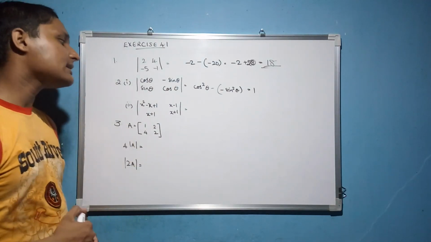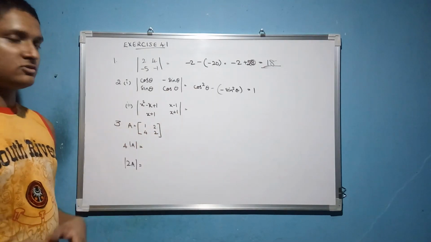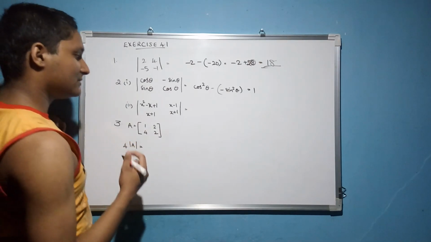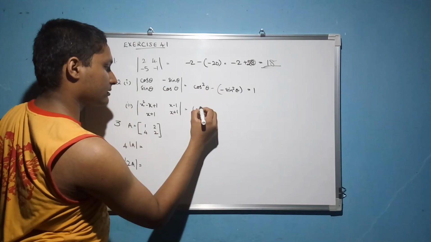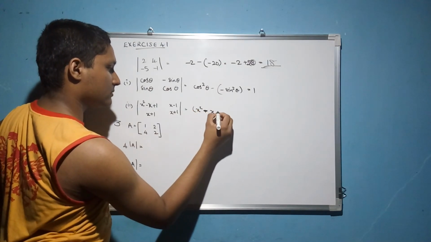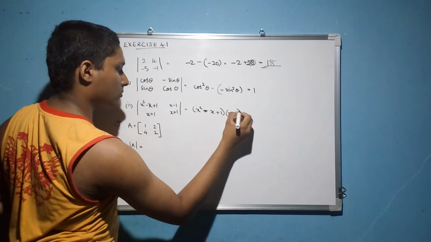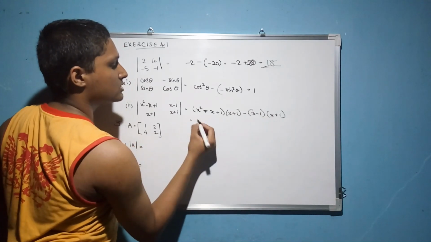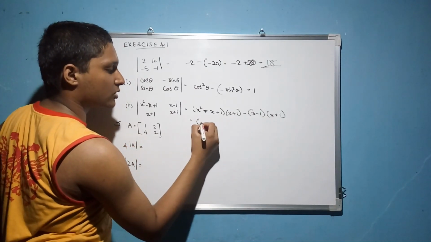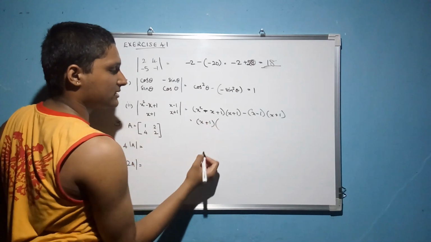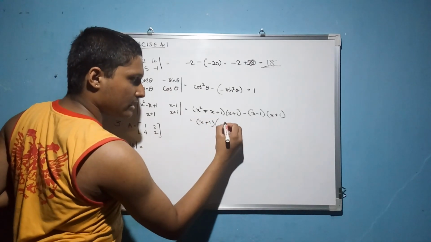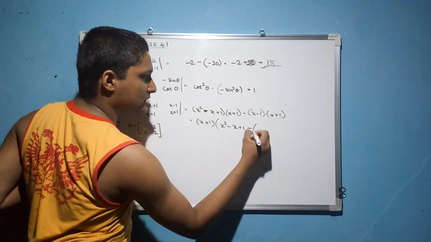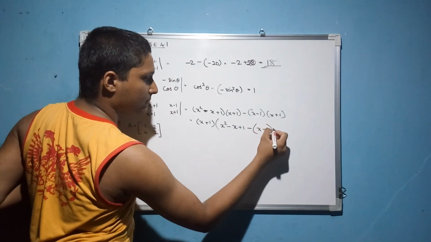We have x squared minus x plus 1 and so many things like this. We are asked to find the determinant. It is going to be a bit more complicated than the other one. So you have x squared minus x plus 1 into x plus 1 minus x minus 1 into x plus 1. An easier method is to take this x plus 1 common outside. x plus 1 I'll take common. So what is going to remain here is x squared minus x plus 1, x squared minus x plus 1 minus of x minus 1.